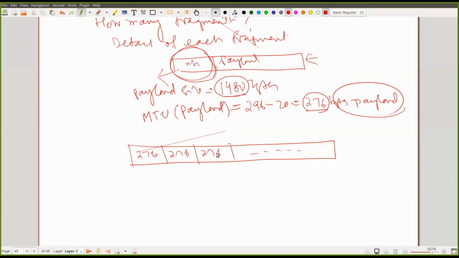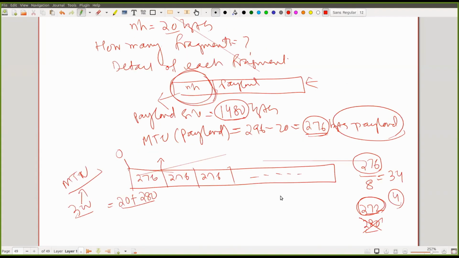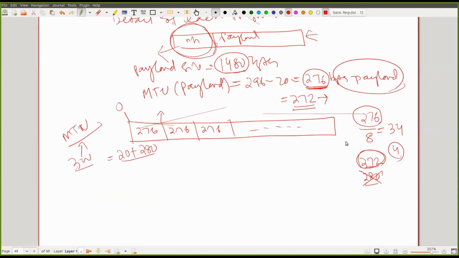So if it is 276, can anybody tell me what the offset is as a fraction? I cannot keep an offset as a fraction. It has to be a whole number. That's why 276 is not divisible by 8. If I divide it by 8, the quotient is going to come to 34. So even if my capability is 276, I have to go by 272 to make my offset a multiple of 8. Based on that, I have to find out the number of fragments.